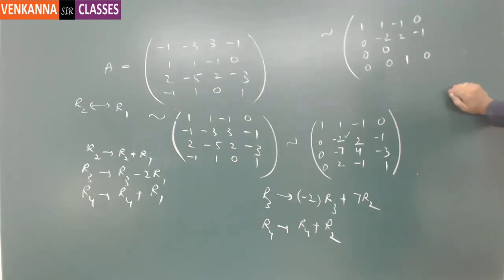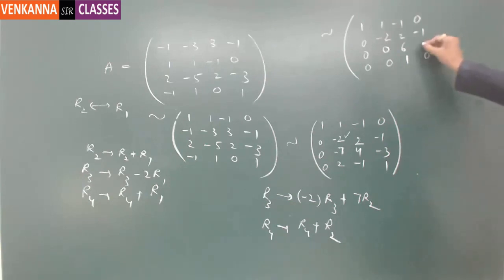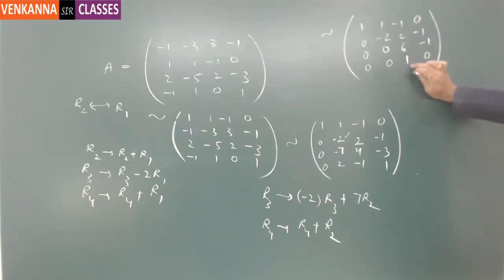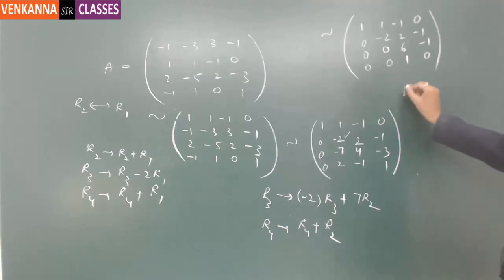-14 plus 14, 0 here. So -8 plus 14. So +6. Again +6 -7 -1. So again, using this, you are going to make this value as 0. Now what happens?